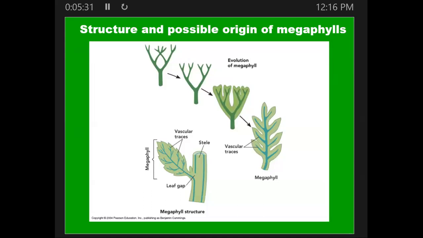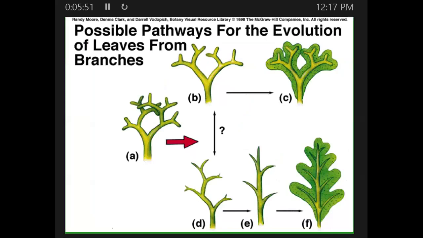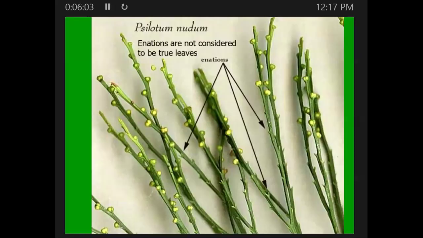So this, it's kind of hard to describe in a PowerPoint slide, but they're trying to show this idea where you have those branches that are in different planes of space, and then they can go into one plane of space, and then they start to fill in. So that's what they're trying to show there. And then they're trying to show it here again, how it flattened out into one plane of space and then filled in. So that's how they think the normal megaphyll leaves evolved. And then enations are just these little flaps of tissue.